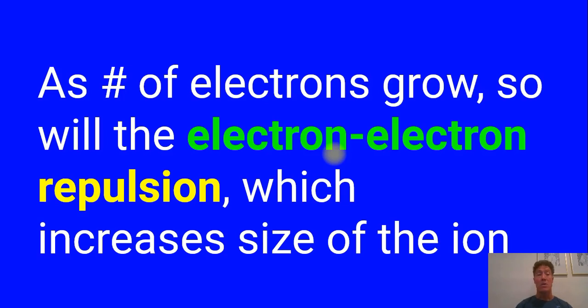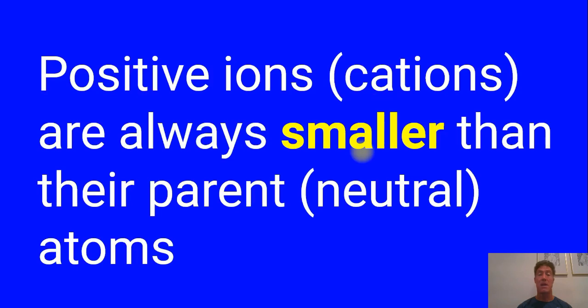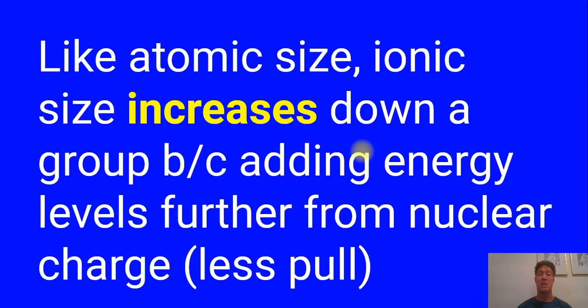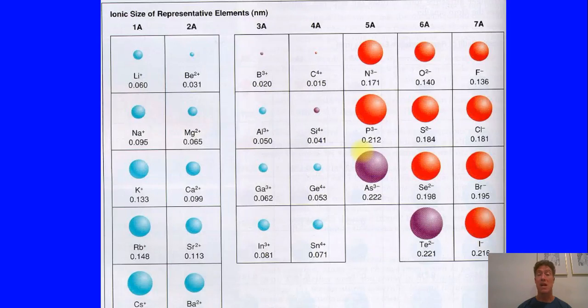As the number of electrons grows, so will the electron-electron repulsion. So not only are there more electrons dispersing the nuclear charge, now there's more electron-electron repulsion. So those two factors together increase the size of negatively charged ions. And then the effect is just the opposite for positively charged cations. They're always smaller because we have increased attraction, and oftentimes we've just lost an entire shell. In group 1 and 2, they lose their entire shell and go back to a previous shell.